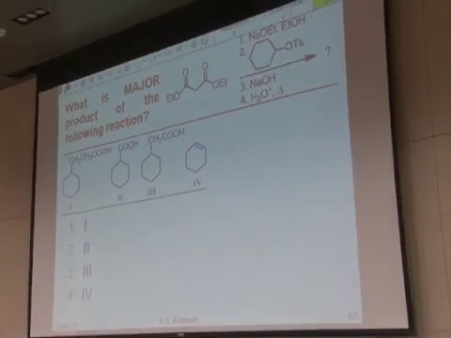Okay, let's go over this question. What is the major product of the following reaction?